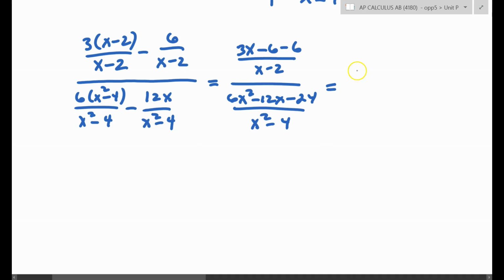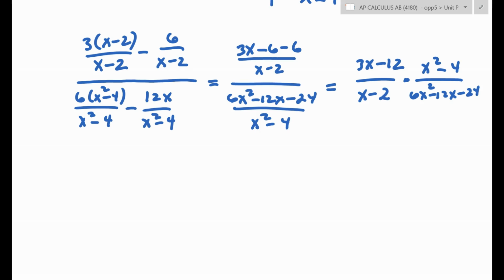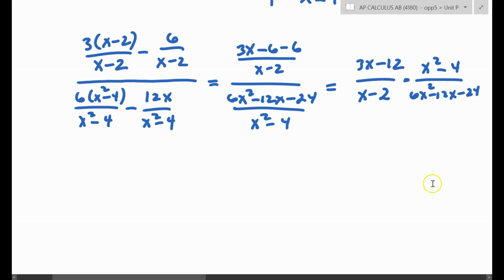So we have 3x minus 12 over x minus 2 times. Oh, hang on. Gotta flip it. And we get one of those. And guys, it's going to be the exact same process as the last one, right? So we'll do some factoring, we'll do some reducing, we'll make it look pretty, and we're on our way. Okay. I'm going to stop that one there, okay?